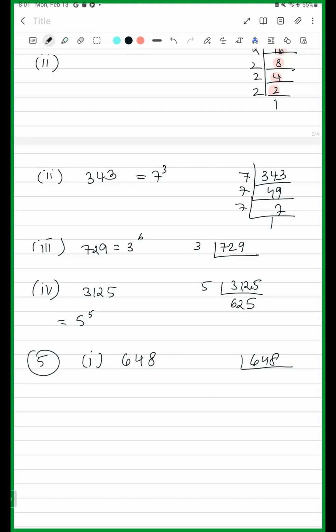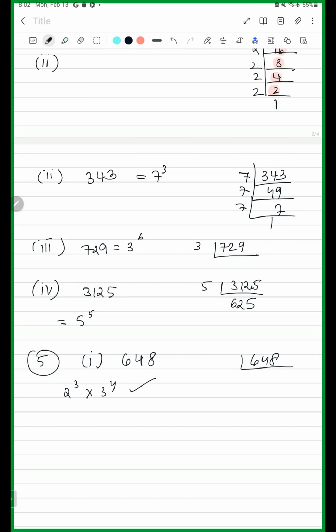Two raised to the power 3 multiplied by 3 raised to the power 4. Just a second, Heba. Give me a second. Okay.